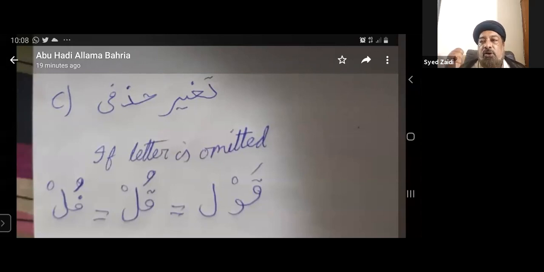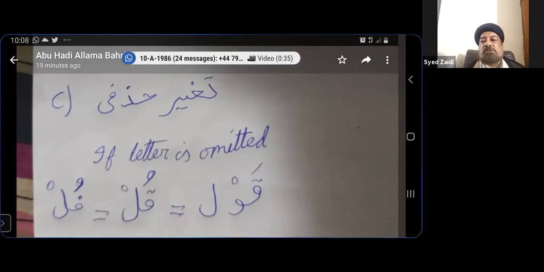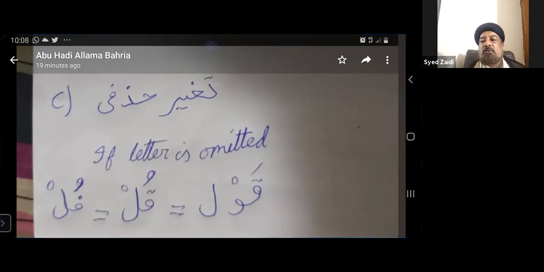You also have to omit the letter from the fa and lam. So here, qaf is fa'ul fail, waw is ainul fail, and lam is lamul fail. But you see that the ainul fail is omitted, right? Ainul fail is waw, right? Waw is ainul fail. Ainul fail was omitted. Once there is an omission, we do the same on the word scale. So qul is equal to ful. Qawl was the original word, right?